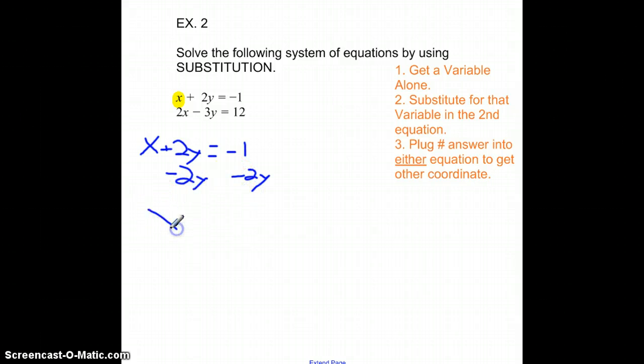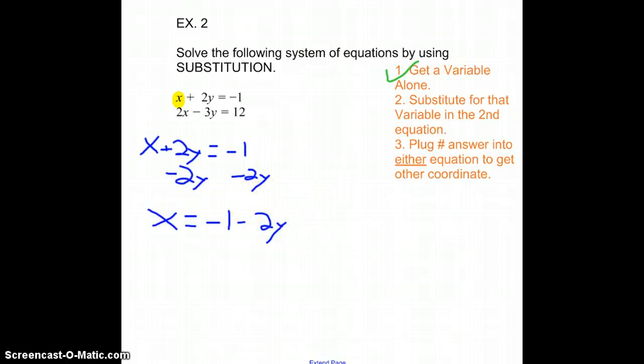Alright, so what we have is x equals negative 1 minus 2y. And we just leave it as that. We can't do anything else with that. As far as simplifying, these are not like terms. So, first step is done. We got the variable alone. Now we got to substitute this variable back into the second equation.